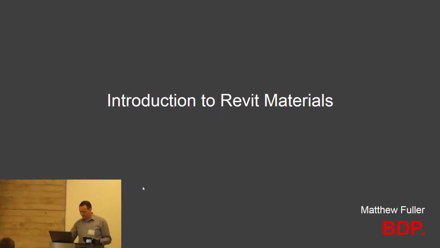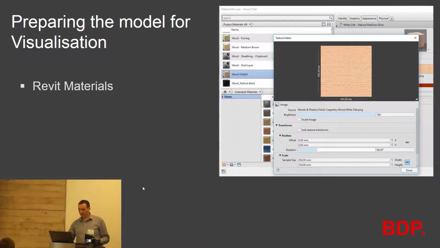Next slide. So as Rob said, one of the keys to a good visualization output from Revit is good use of materials. But for many people, materials is still a little bit of a dark art. So we thought we'd spend a few minutes at the start of this session, this meeting, just talking through some of the basics, a quick crash course in Revit materials, what they are, how you create them and amend them.